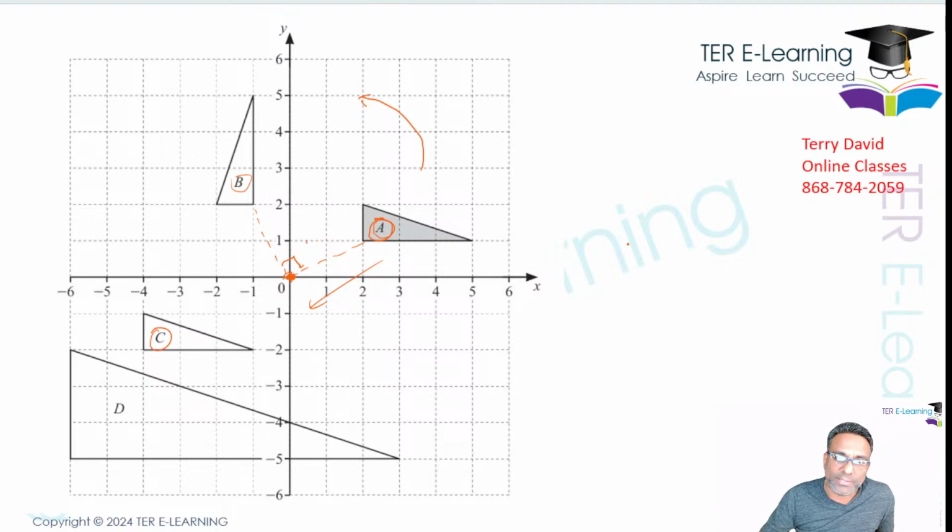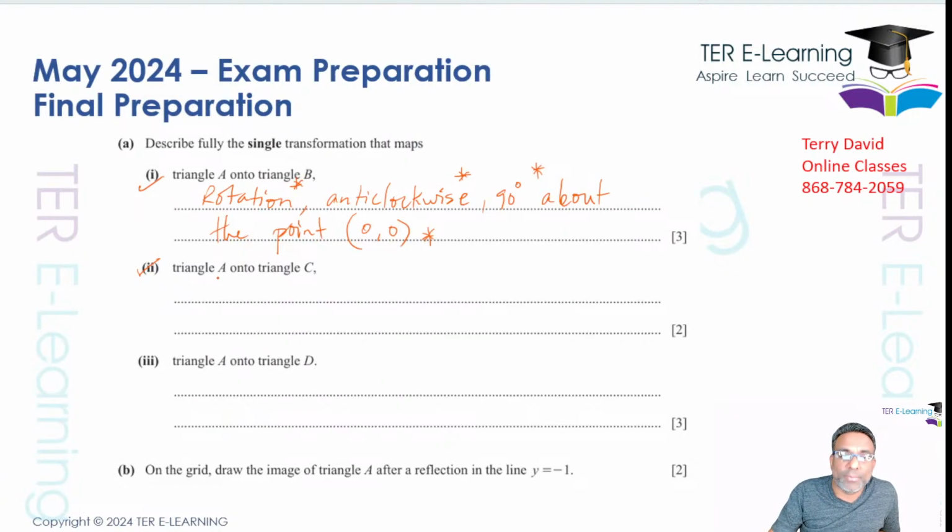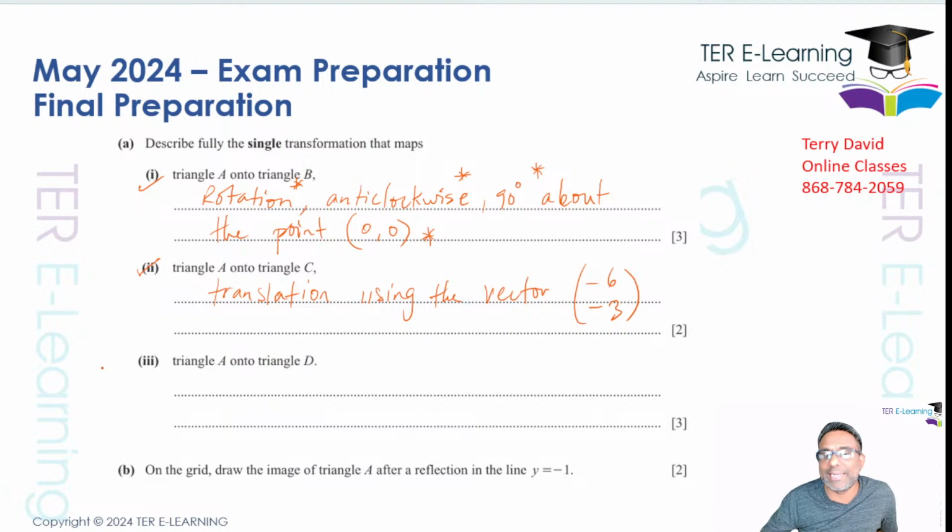To figure out the translation vector, because that's what we normally need to figure out, you first start by selecting one of the points, let's say this point here. We go 1, 2, 3, 4, 5, 6. So we went 6 units to the left, so the vector is going to be -6. Then we go 1, 2, 3 downwards. So that's -3. These two numbers tell us the direction in which we're going to move. So the answer is translation using vector -6, -3. Once you're describing a translation, you must indicate what the vector is.